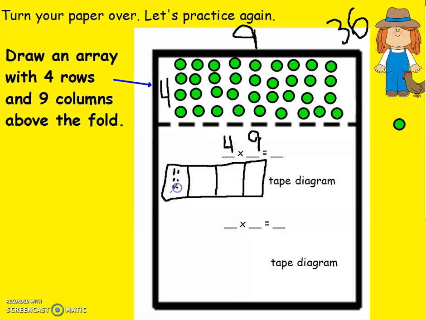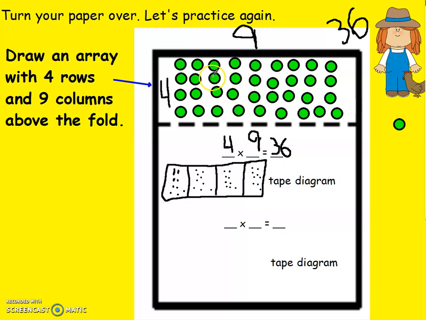1, 2, 3, 4, 5, 6, 7, 8, 9 in each group, across all 4 groups. So this would show us 4 groups of 9. And we know 4 times 9 is 36.